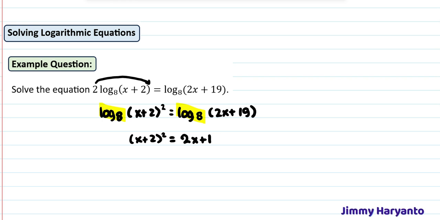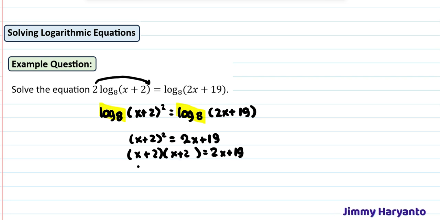And then you will solve this using algebra. You have to expand the left hand side. You'll have x plus 2 and then x plus 2 equals to 2x plus 19. And then this one will become x squared plus 2x will become 4x, and then plus 4 equals to 2x plus 19.